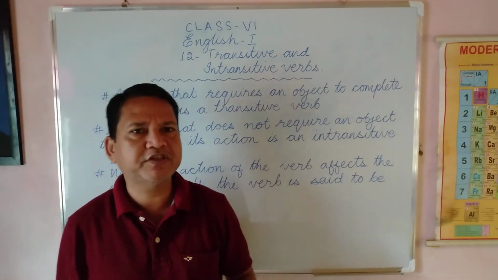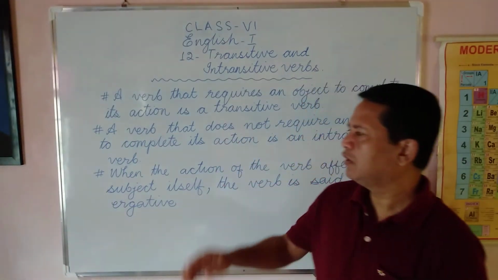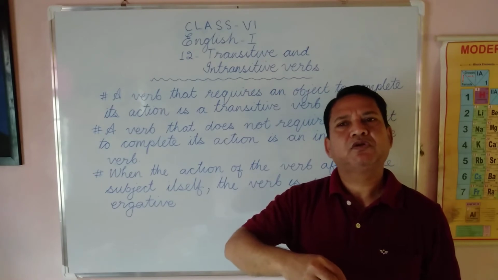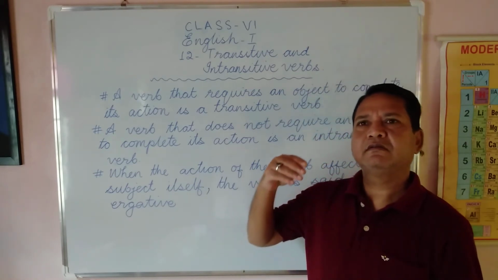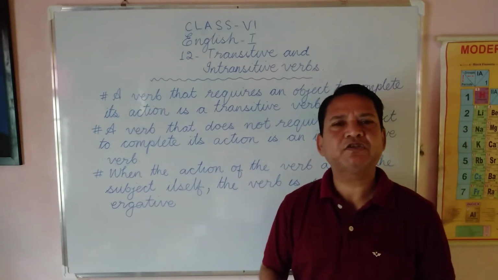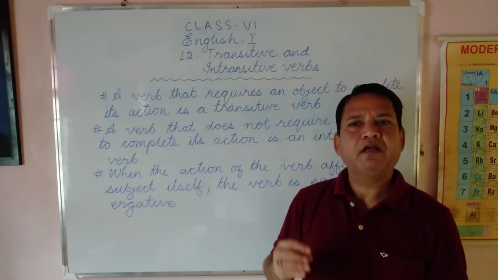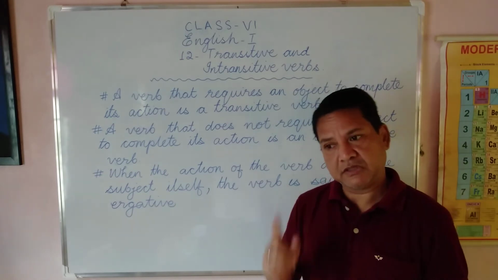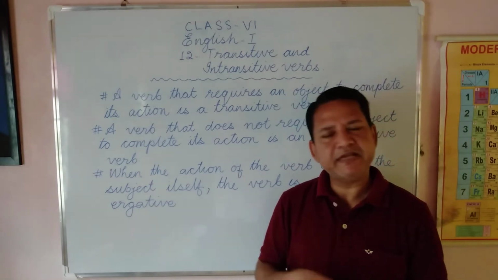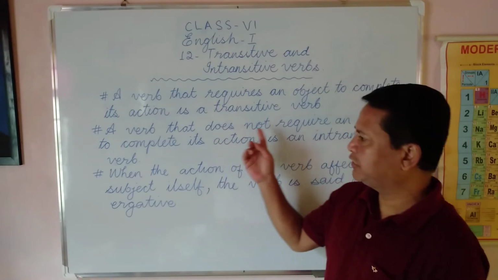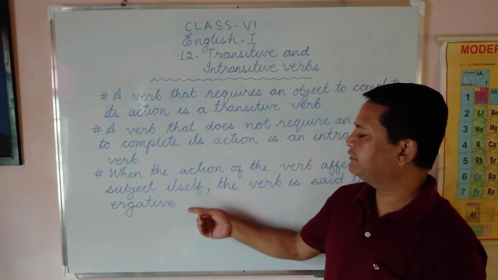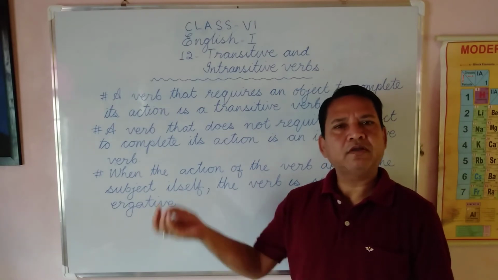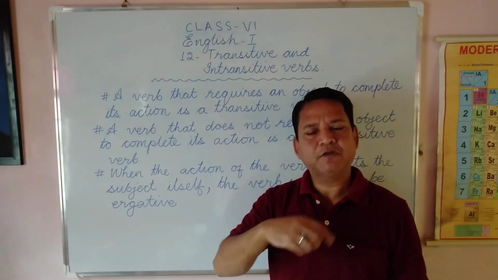Let me narrate you once again. Verbs which have objects to make the meaning complete are called transitive verbs. Verbs which do not require an object, or which do not have an object to complete the meaning, are called intransitive. The word is ergative when the action takes place on the subject itself.